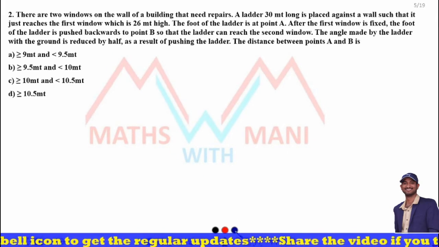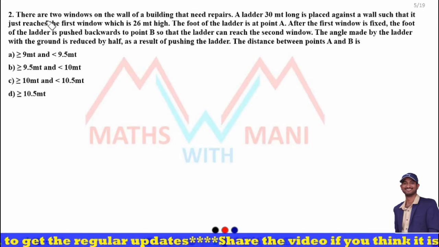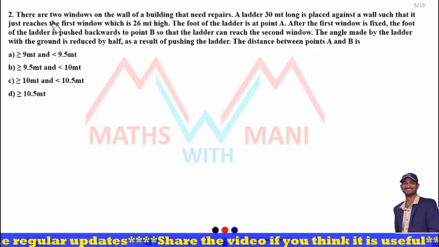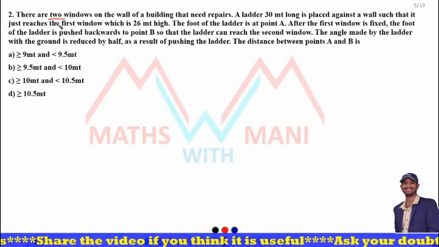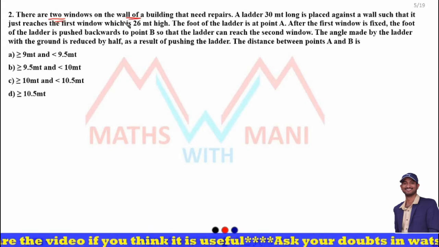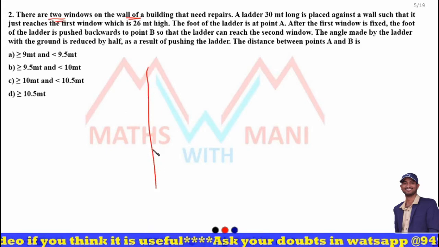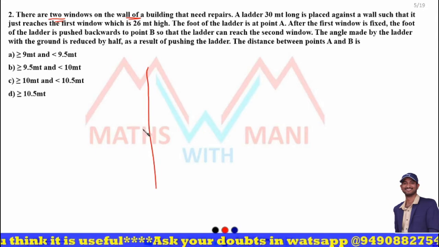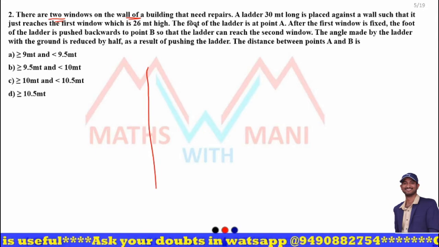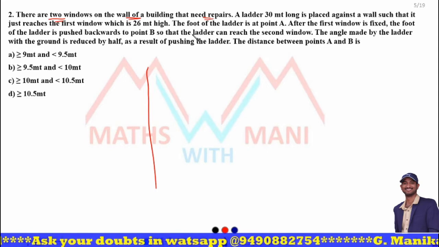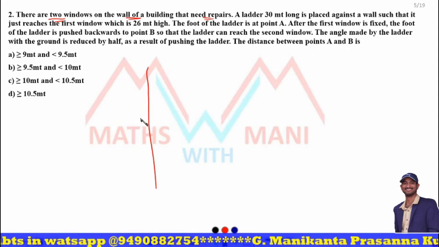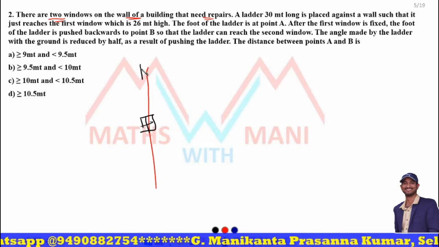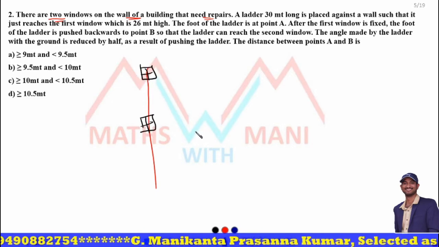Very nice model, the second one is also. By reading the question, you have to draw the diagram. There are two windows on the wall of a building. There is a wall in which two windows are there that need repairs, so we have to repair those windows. Suppose there is a window at this point, and there is another window at this point on the wall.